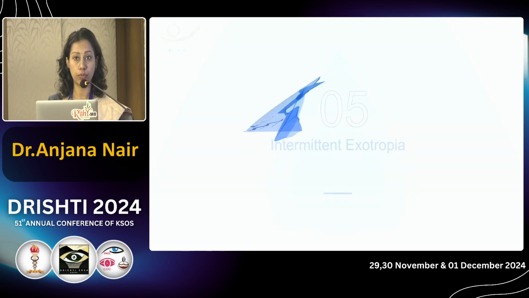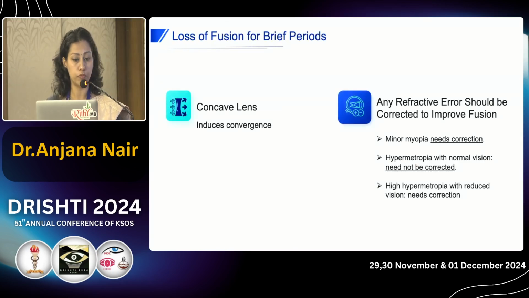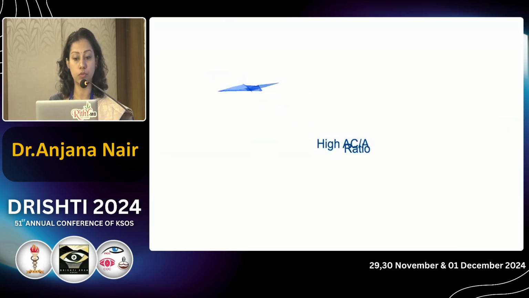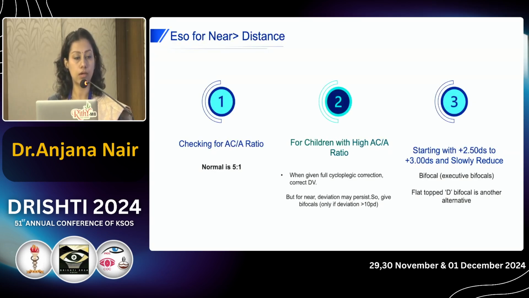In intermittent exotropia, there is actually loss of fusion for brief periods. So concave lenses will induce a convergence. So any refractive error should be corrected to improve the fusion of these kids. That is, even if it is a minor myopia, it needs correction because we are using a concave lens and it will induce more fusion. And hypermetropia, if the patient is asymptomatic, need not be corrected. But any hypermetropia with reduced vision has to be fully corrected with convex lenses.